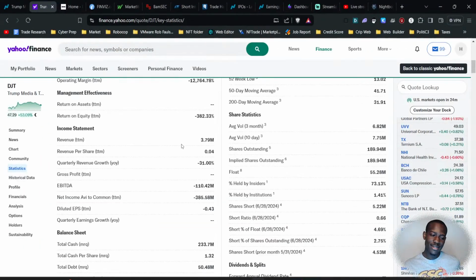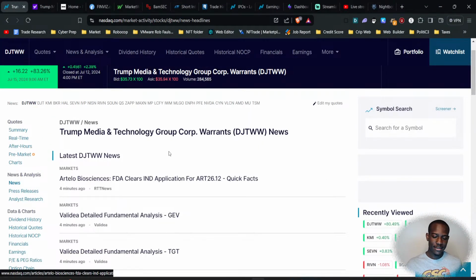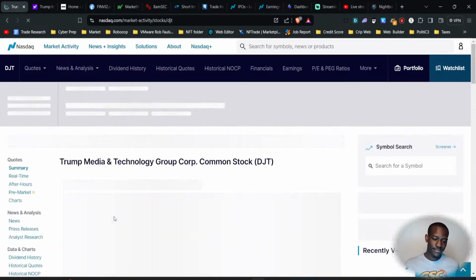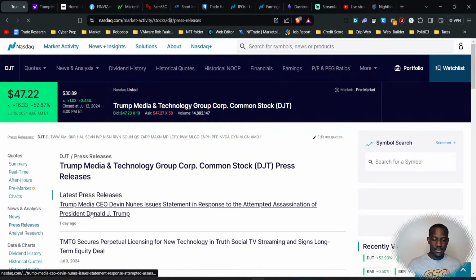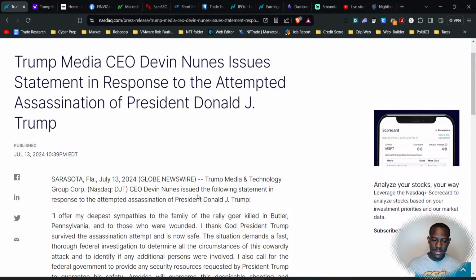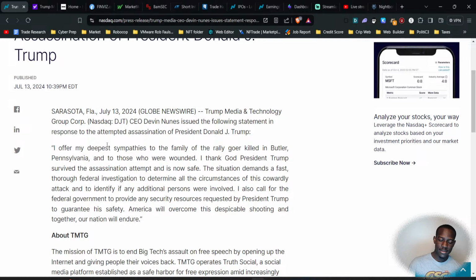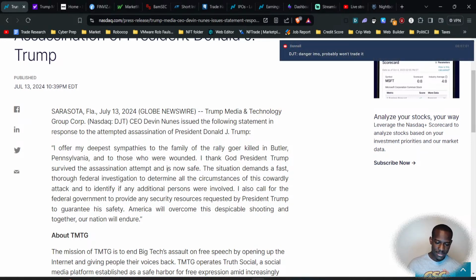Let me actually go read what he said here. I was just thinking about that. I was like, wait a minute, I didn't even read it. Let's see. So, Trump Media and Technology Group Corp. CEO Devin Nunes issued the following statement in response to the attempted assassination of President Donald Trump. I offer my deepest sympathies to the family of the rally goer killed in Butler, Pennsylvania, and to those who were wounded. I thank God President Trump survived the assassination attempt and is now safe.